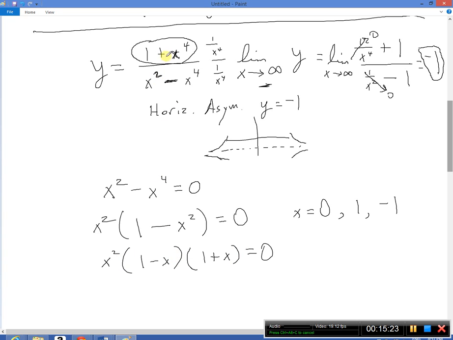Meanwhile, the numerator won't do anything. It'll just be 1 or 2, but it's certainly not going to be anywhere near 0. So the denominator is going to 0 in all three of these cases, but the numerator is not doing anything about it. So the denominator rules, causing the function to blow up. So at each of these 3 points, we have a function blowing up. So we have 3 vertical asymptotes, one at 0, one at 1, and one at negative 1.